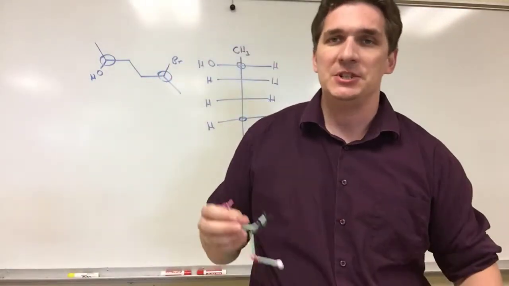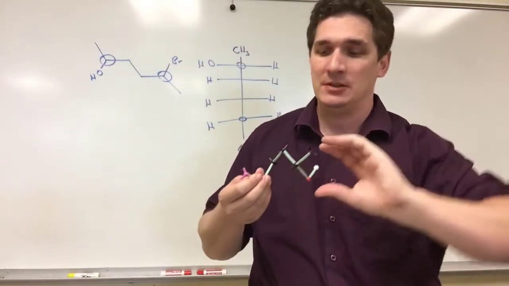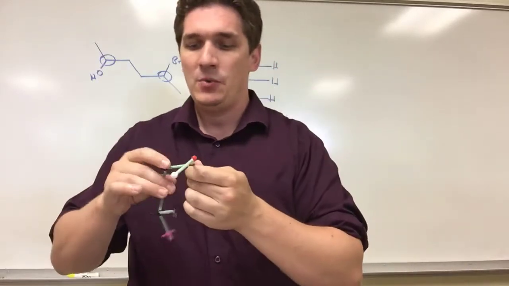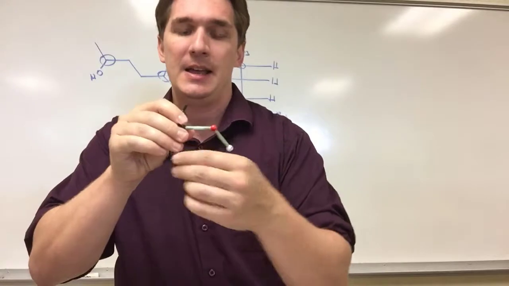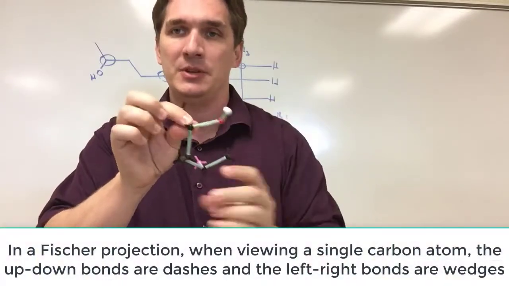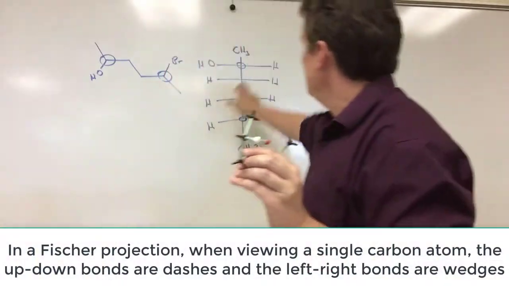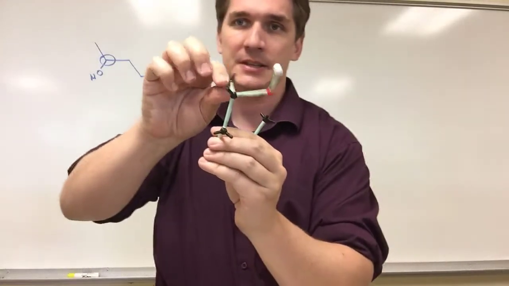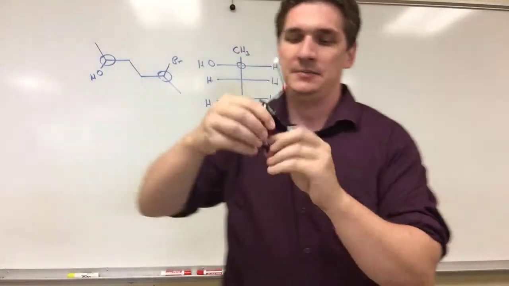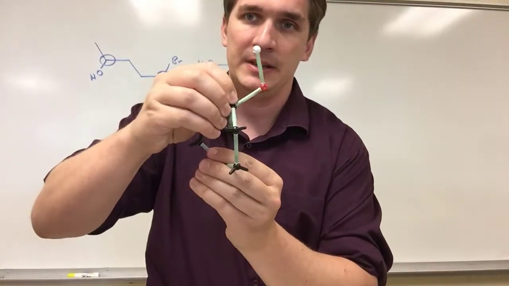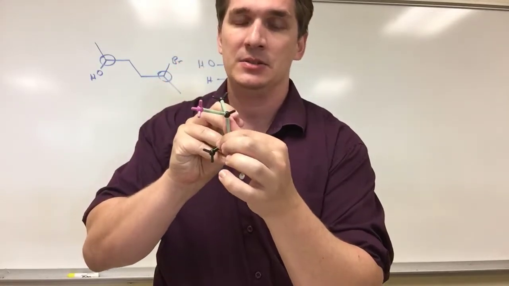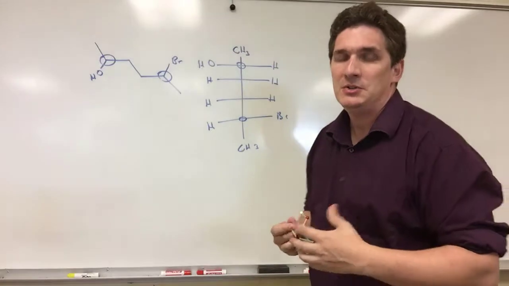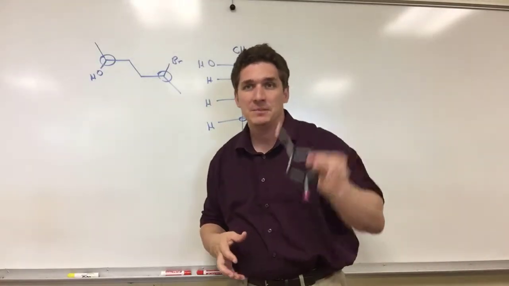What your Fischer projection is making it look like is as if we always had the nearest carbons pointing away from us and whatever's attached to the carbon pointing towards us. So for this carbon, it's going to look like this. For the next carbon down, it's going to look like this. The carbon beneath that, like that. The carbon beneath that, it's going to look like this. So what we want to do is, if we can't see it visually, build the models.